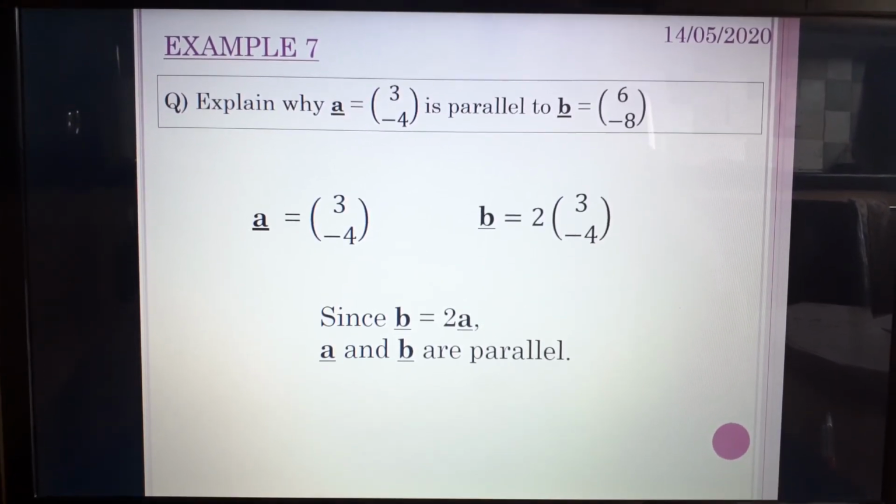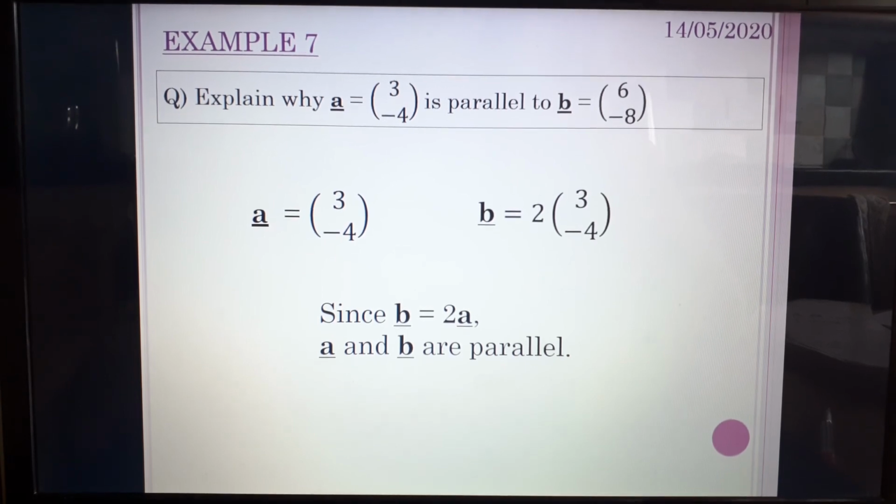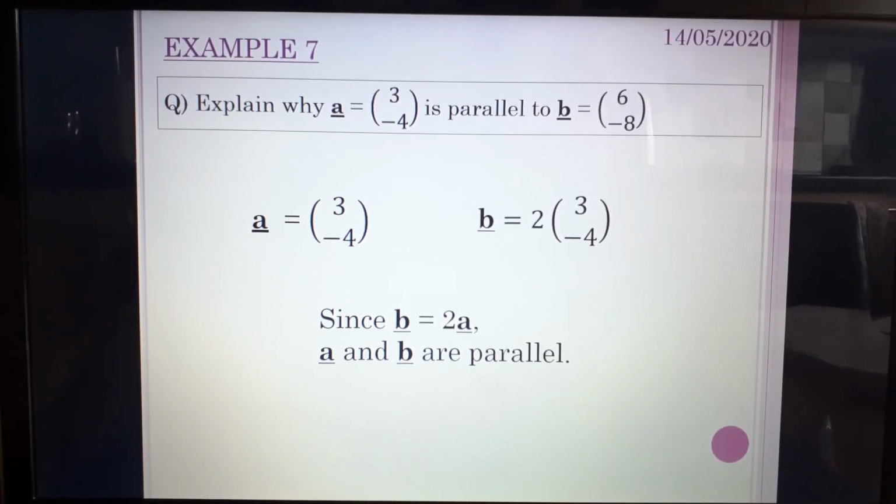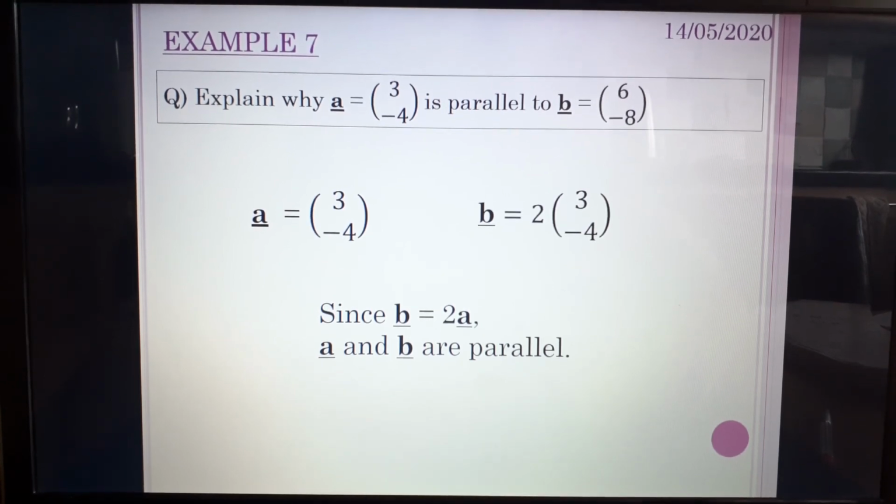You could have written it the other way as well and written it that a is equal to half of b. That would have been exactly the same thing. And from that you could have also stated that a and b are parallel.